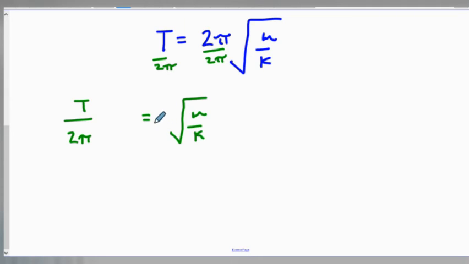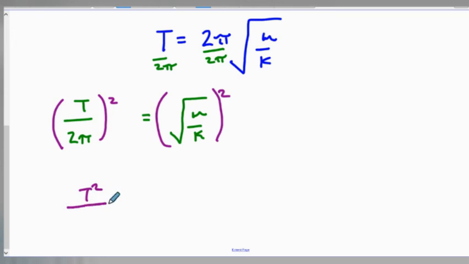Well, now I want to get rid of that square root symbol. So how do I get rid of a square root? I'm going to square both sides. That's the algebra step to get rid of a square root. So now I have T squared over 4 pi squared equals m over k.